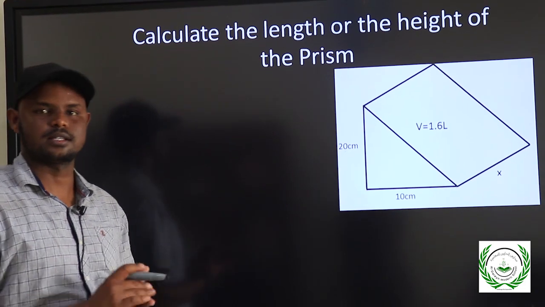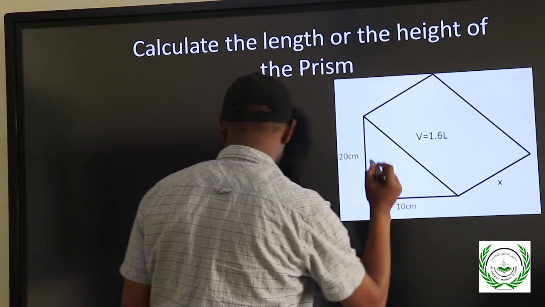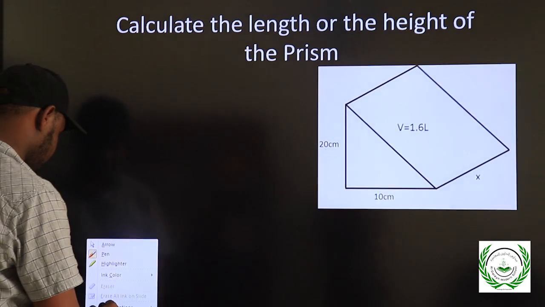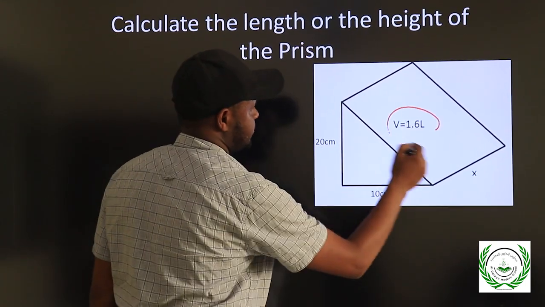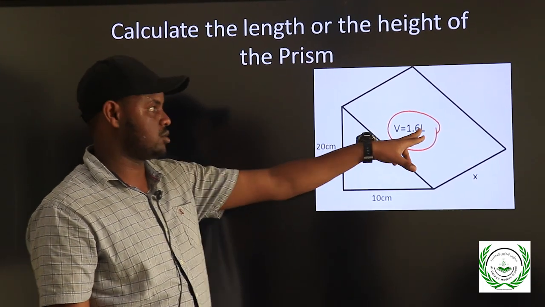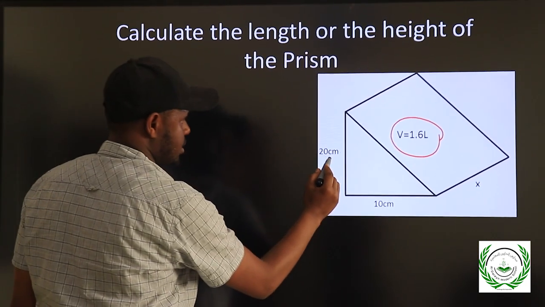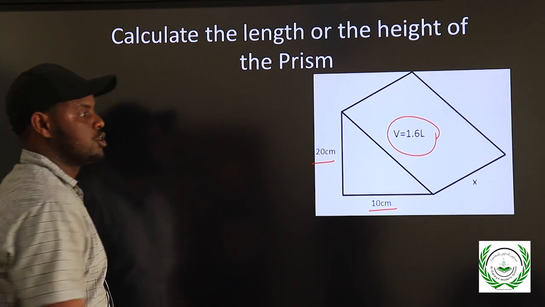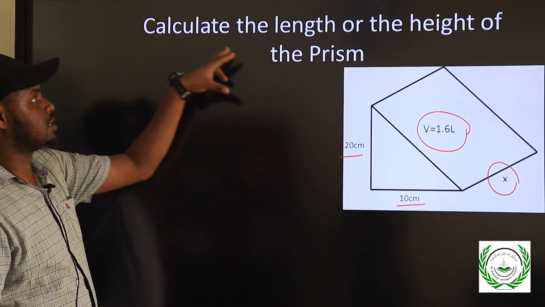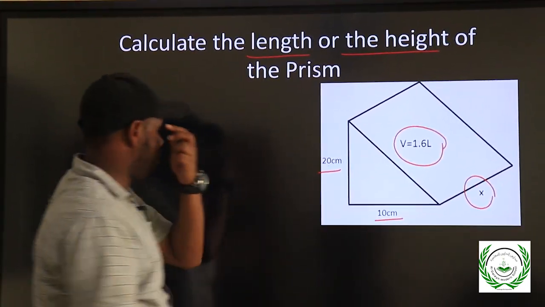Here students, our next example is we have a given volume here, right? So the volume of this shape is 1.6 liters. So 1.6 liter. And here is 20 centimeters and here is 10. So this side is missing, right? So we have to calculate the length or the height of the prism.